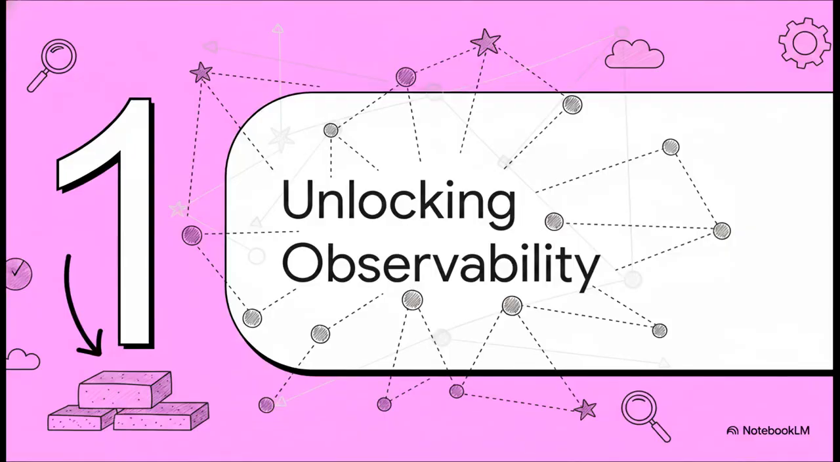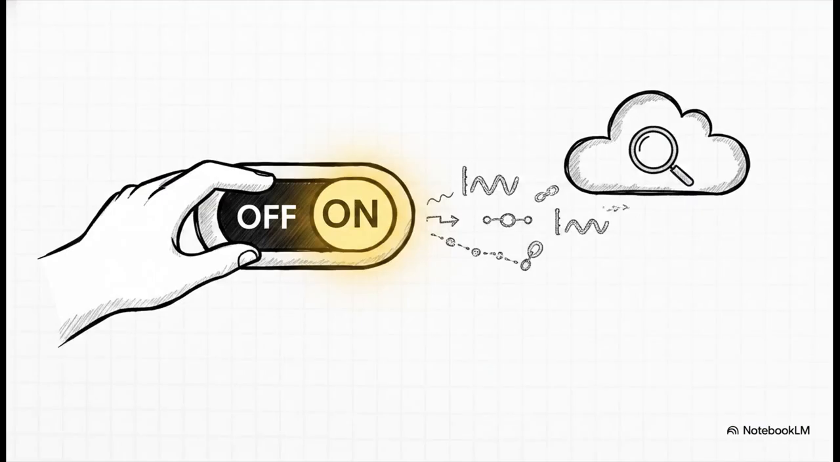Okay, so where do we even start? The whole journey kicks off with one single foundational step. You absolutely have to do this first before you can collect any of that juicy data. So here it is. It's a really simple one-time setup. The very first thing you've got to do is enable Amazon CloudWatch Transaction Search.